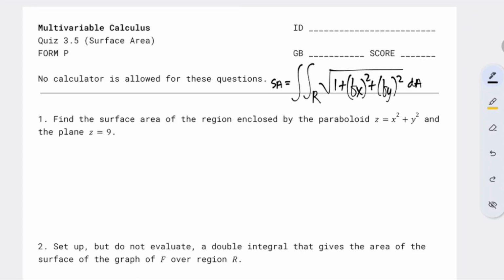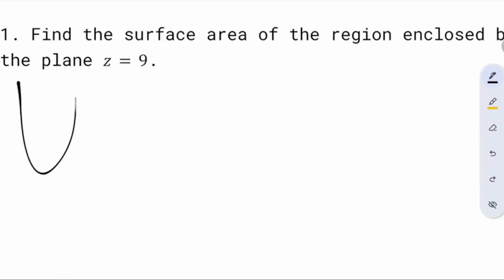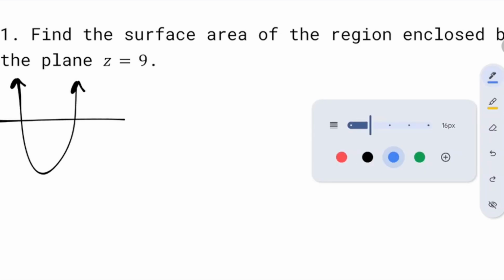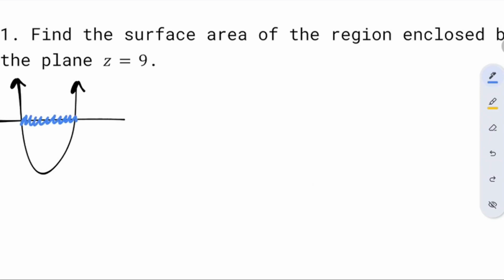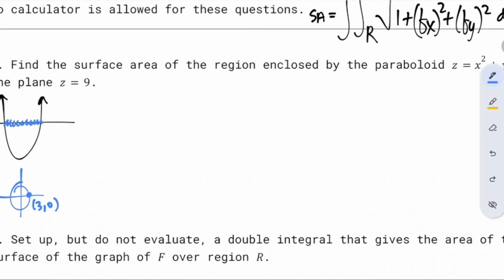Okay, surface area of the region enclosed by the paraboloid and the plane. Yes, that's one we definitely need. Once again, I'm going to draw the paraboloid like this and the plane like that. You've already seen me in this video find that the intersection was a circle centered at the origin with radius 3. So we know the bounds of integration, we're going to need to do this in a polar way.